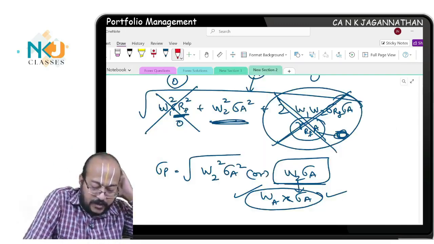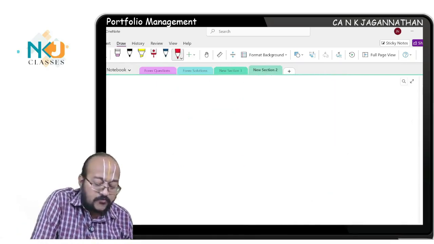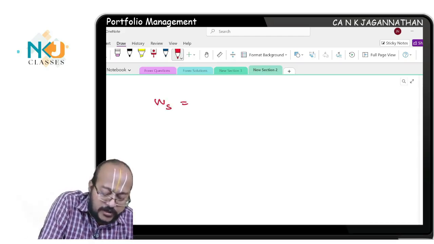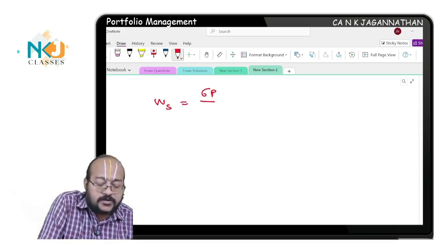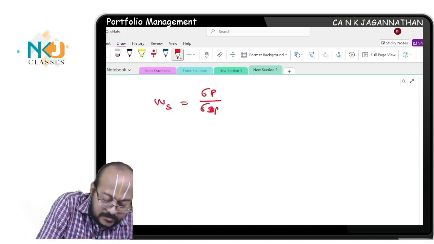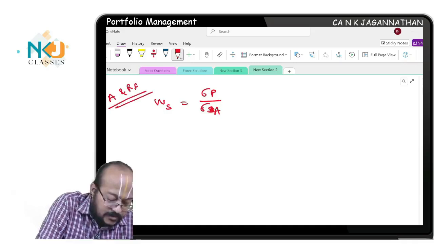See, very simple. I will explain here. One or two cases I will explain. Thereafter you will understand. See, the first case, first step, what is that? Weight of security S you need to find out. How to find out the weight of the risky security? Portfolio risk, target portfolio risk, which they mentioned as 25%, divided by sigma S. Sigma A, in this case A, correct? For security A and RF. Like this I need to find out.